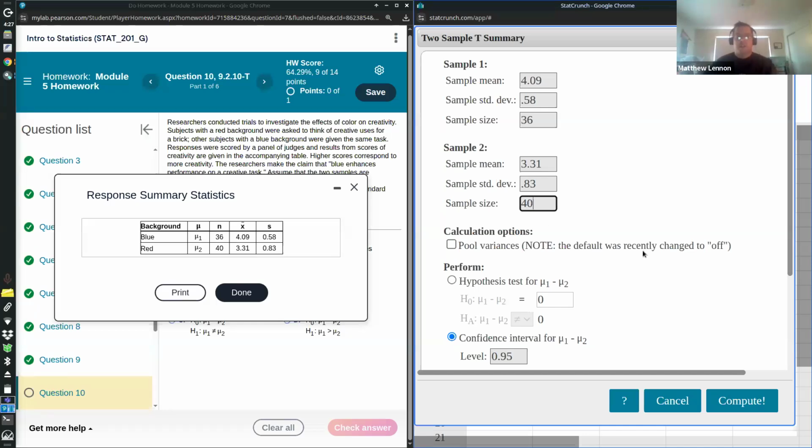Okay, so I'll pause for a second because I know everybody. Oh, and remember to go back to hypothesis test because we just did confidence interval for the last problem. I know everybody's numbers are different than mine, so I'll give you a second to catch up.